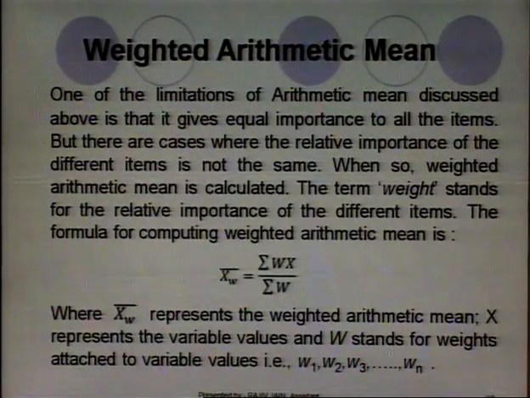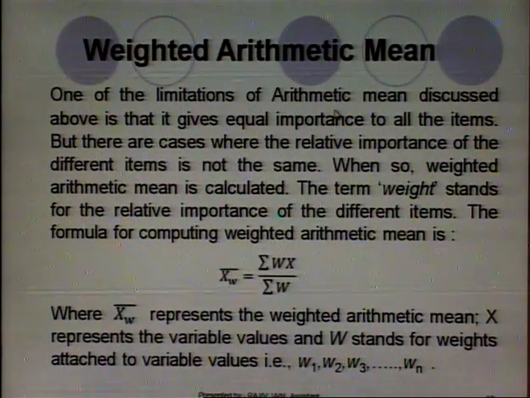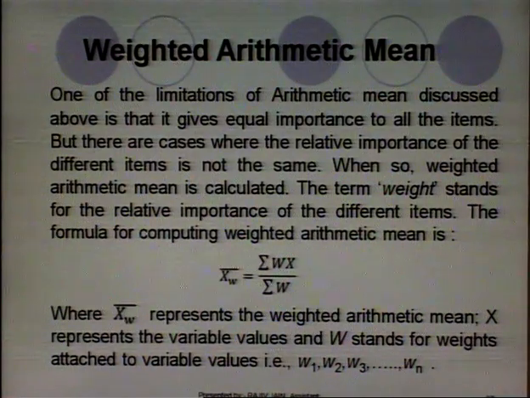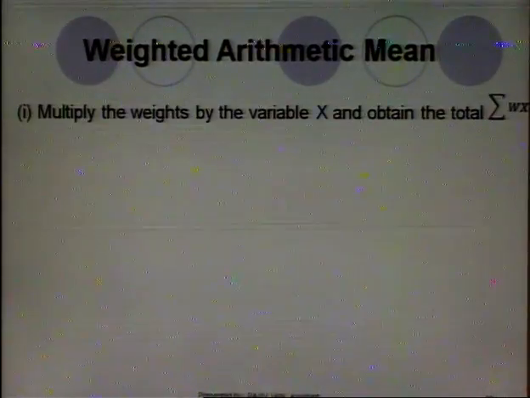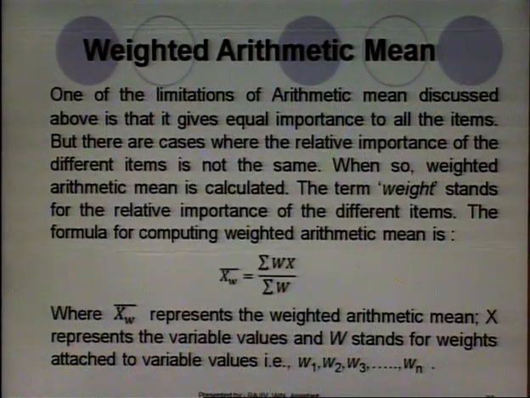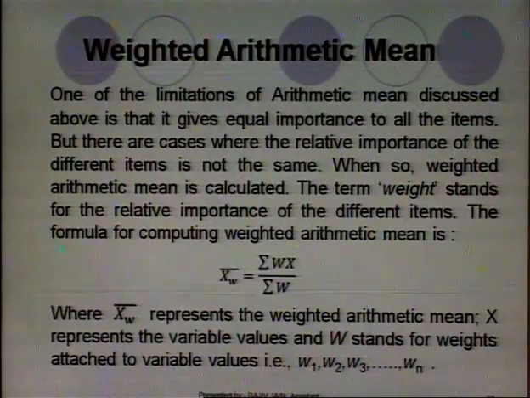Now we will do the weighted arithmetic mean. What is weighted arithmetic mean? One of the limitations of arithmetic mean discussed above is that it gives equal importance to all the items. Because all the items have equal importance, no student has been given a particular weightage, but there are cases in which the relative importance of the different items is not the same. When so, the weighted arithmetic mean is calculated.